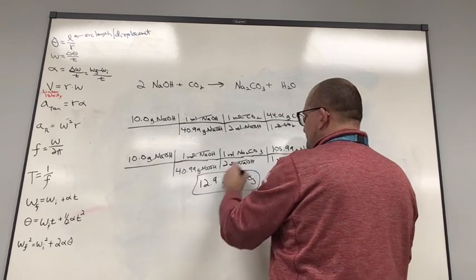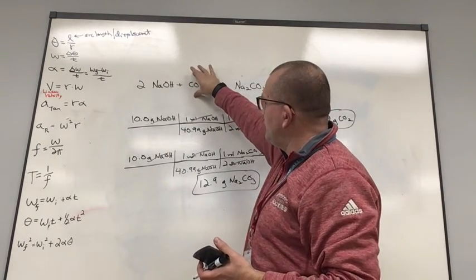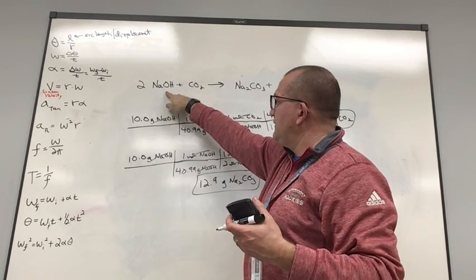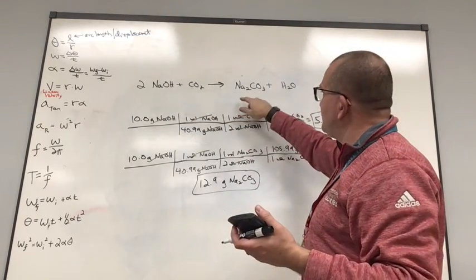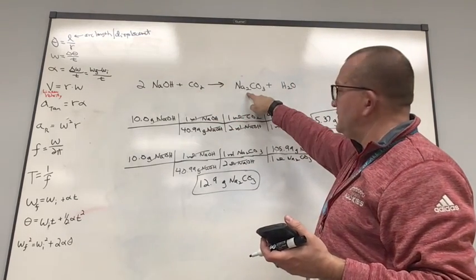So if I have 10 grams of this and an unlimited supply of this, when I run the reaction, this will run out. Once I lose the 10 grams, the reaction stops. In that process of using up 10 grams of this, I get 12.9 grams of this.